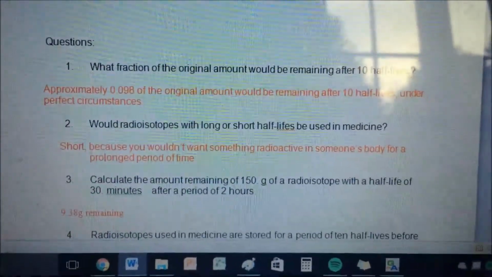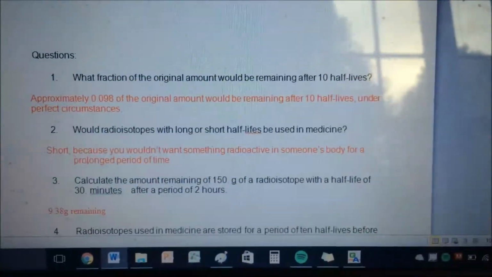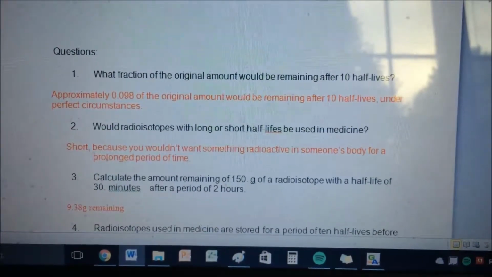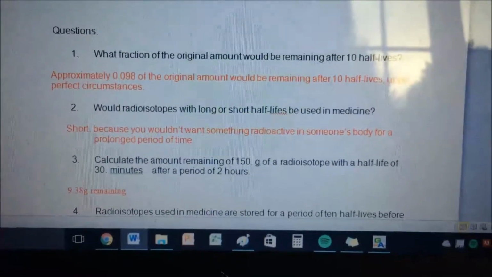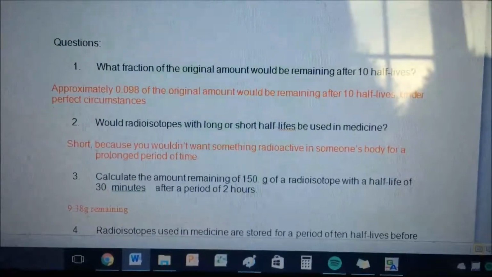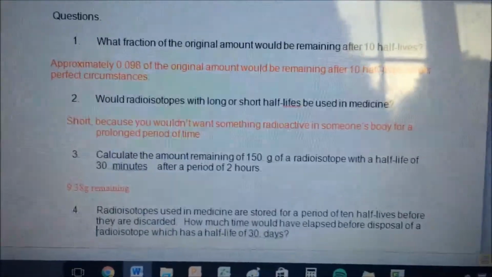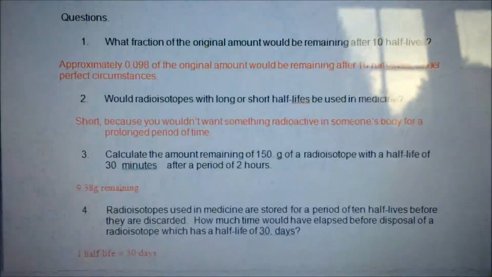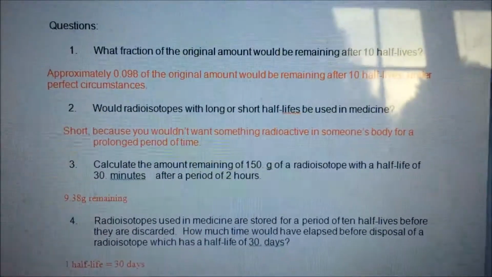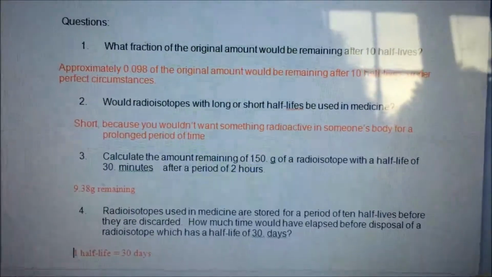And the questions, what fraction of the original amount would be remaining after 10 half-lives? I only got to 9 half-lives, so it didn't work out. So I calculated under perfect circumstances, approximately 0.098 of the original amount would be remaining if you keep halving it from the original.